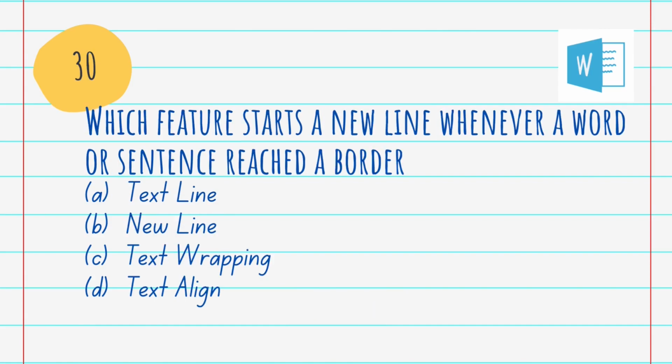Then question number 30. Which feature starts a new line whenever a word or sentence reaches a border? A, text line, B, new line, C, text wrapping, D, text align. And the answer is C, text wrapping. Text wrapping is also called text flow. Text wrap is a feature in text editors and word processors. It allows the user's text to be continued to the next line when the side of the page is reached.